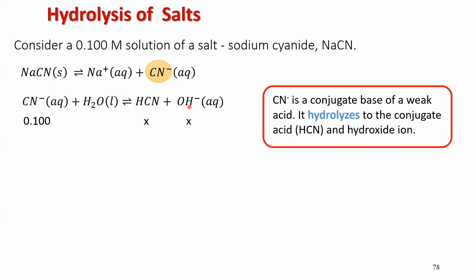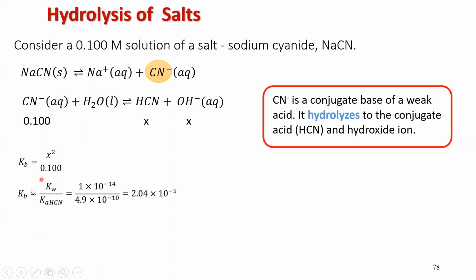Now, we can write an ICE chart. If we have 0.100 molar sodium cyanide and it completely breaks up, we have 0.100 molar cyanide ion. A little bit of it is going to ionize in water. We're going to produce X amount of the hydrocyanic acid and X amount of hydroxide. We can write, and I kind of skipped this, I should have written it, sorry, a Kb expression. So HCN times hydroxide over CN minus. Well, X times X over 0.100, X squared over 0.100.